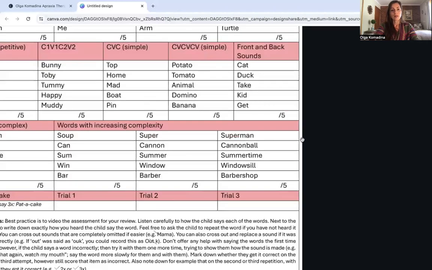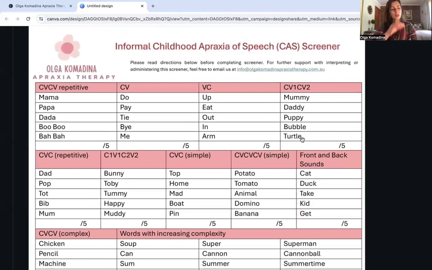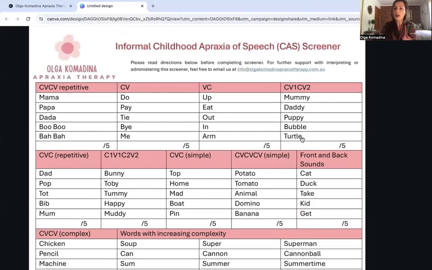All right, so the way I thought I might introduce this is if we take it right to the beginning, let's think about how babies first start to babble and how babies and toddlers start to talk. And that helps to set a really good foundation for understanding how we set our targets for motor speech therapy.